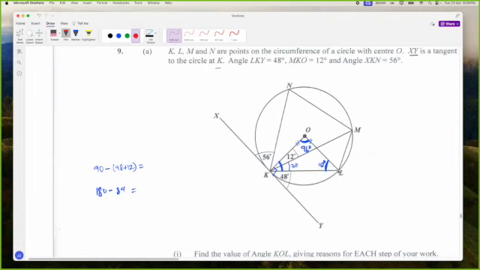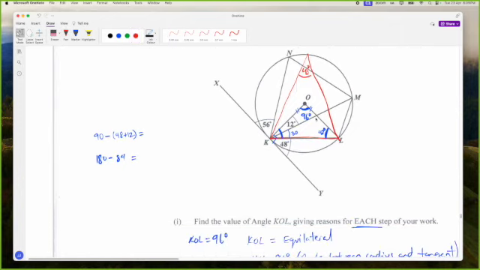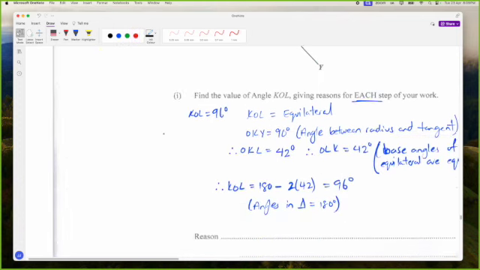Just going over it. Zara used the angle between this chord and the tangent being equal to the angle subtended by that chord, so this would be 48 here. And then the second step: the angle at the center subtended by the same chord is twice the angle at the circumference. So that is definitely an easier way to do it, and there would probably be other ways as well.